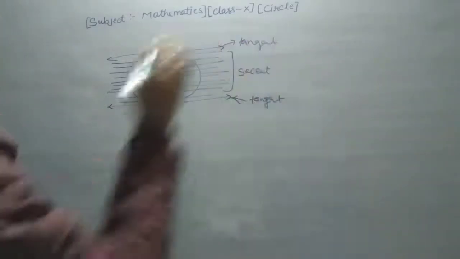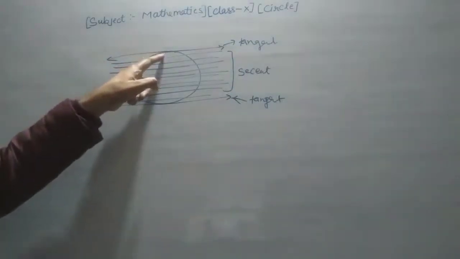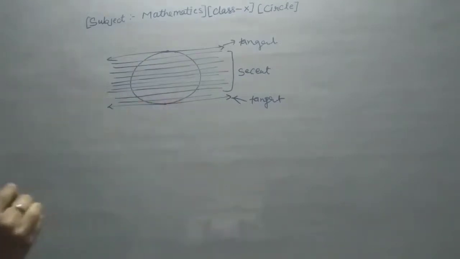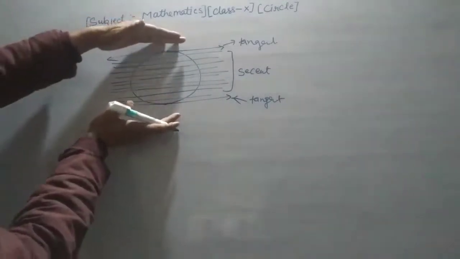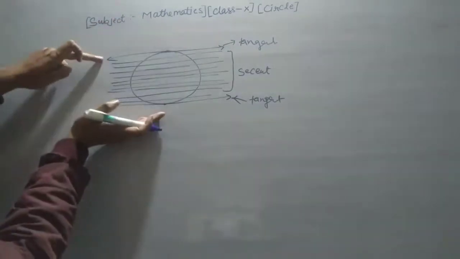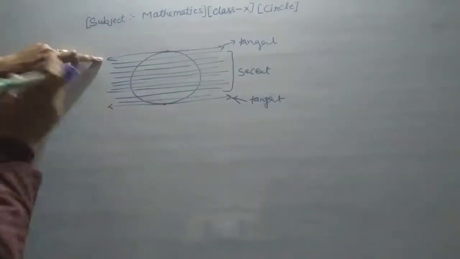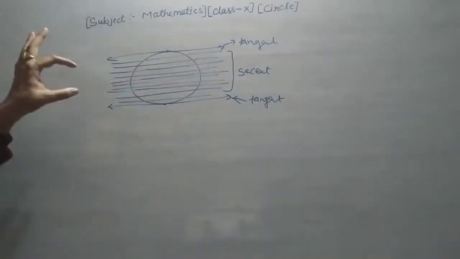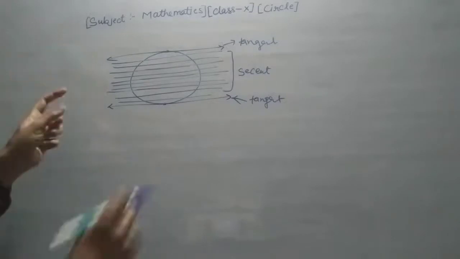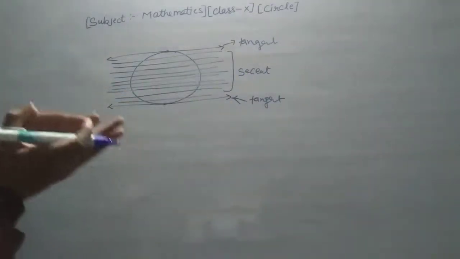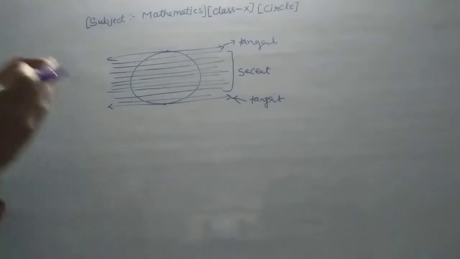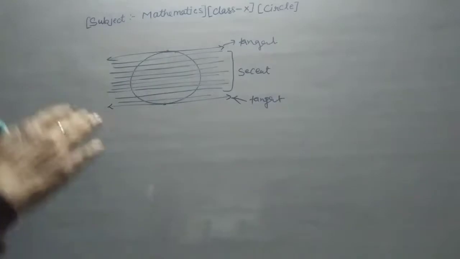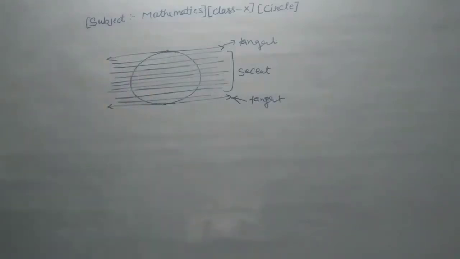Okay, so this tangent touches the circle at a single point and this tangent touches the circle at a single point. So this tangent is parallel to this tangent. Also student, you have to draw multiple lines on the circle, that is known as the secants, and those are all parallel here. Do you understand?